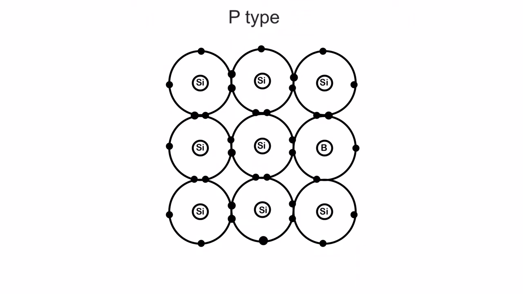This is boron here, and it's called trivalent. It's a trivalent material because it has tri, which is 3 valence electrons. So it ends up giving us a positive charge, which means a deficiency of electrons.